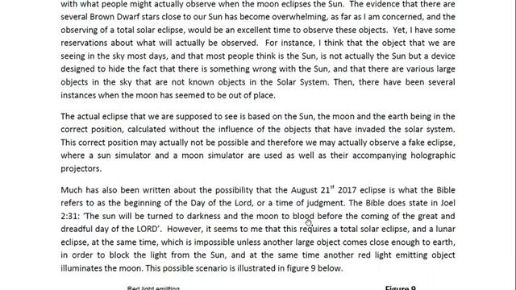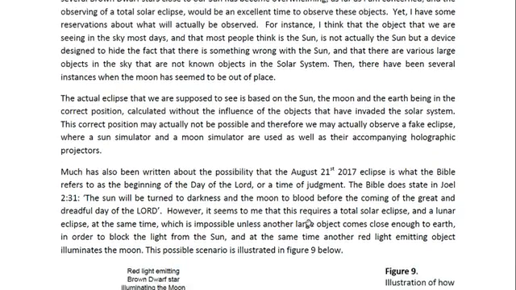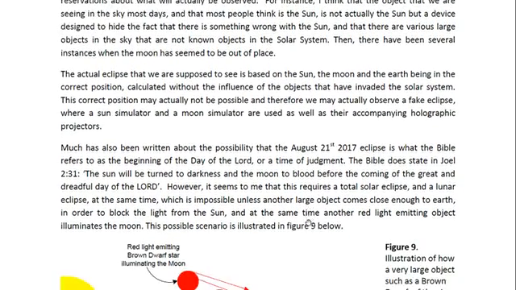Now, the other thing that has been happening which concerns this eclipse is that people are saying that it will be a sign of the beginning of the day of the Lord, which is a time of judgment. The Bible does state in Joel 2:31, the sun will be turned to darkness and the moon to blood before the coming of the great and dreadful day of the Lord.